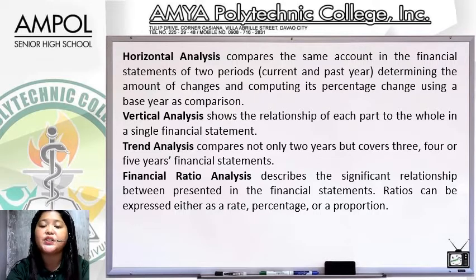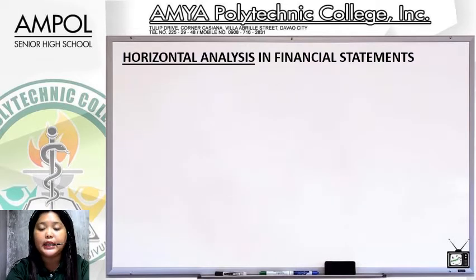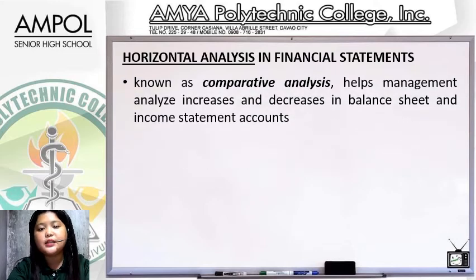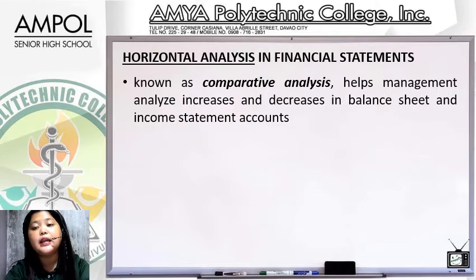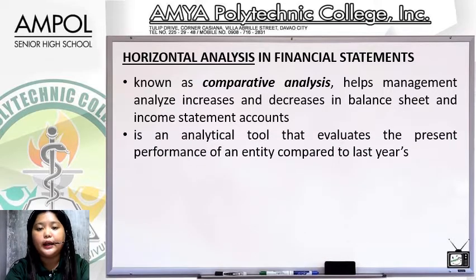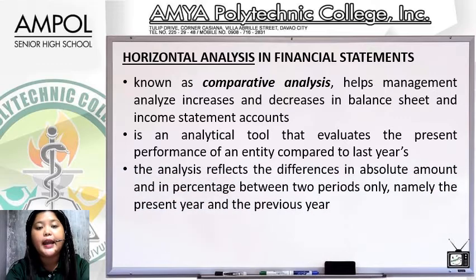So let's focus first on the horizontal analysis. Horizontal analysis in financial statements is known as comparative analysis. This helps the management analyze increases and decreases in the balance sheet and income statement accounts. It is also an analytical tool that evaluates the present performance of an entity compared to last year's. And the analysis reflects the differences in absolute amount and in percentage between two periods only, namely the present year and the previous year.